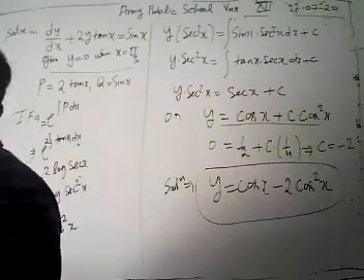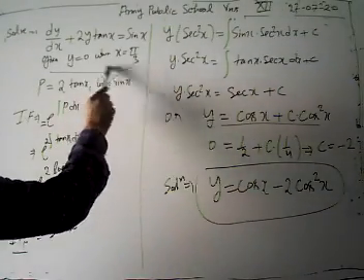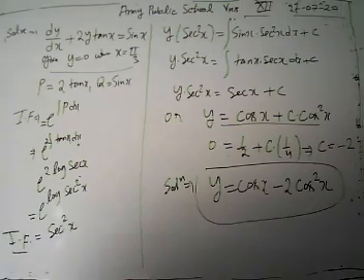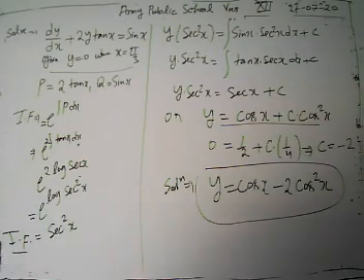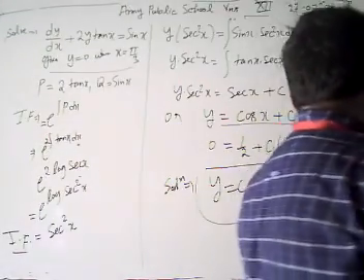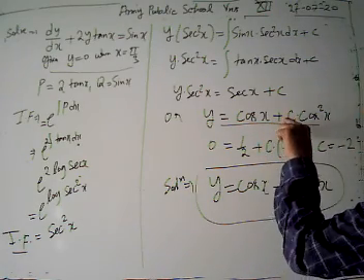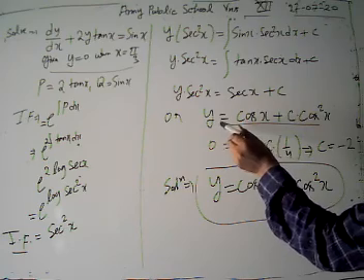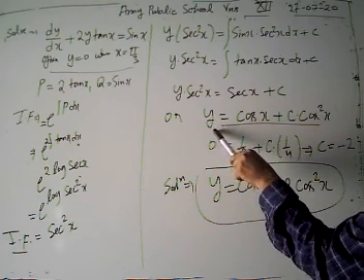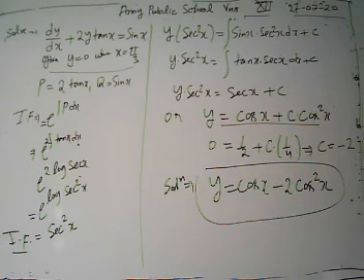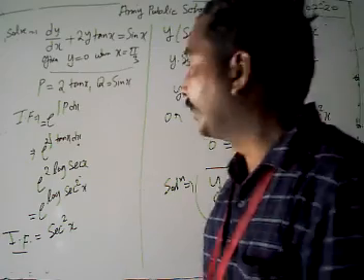But here a condition is also given, y equal to 0 when x equal to pi by 3. Then putting these values here, we get the value of c as minus 2. Putting minus 2 in place of c, we get our required solution: y equal to cos x minus 2 cos square x. Now we are going to take the next problem.